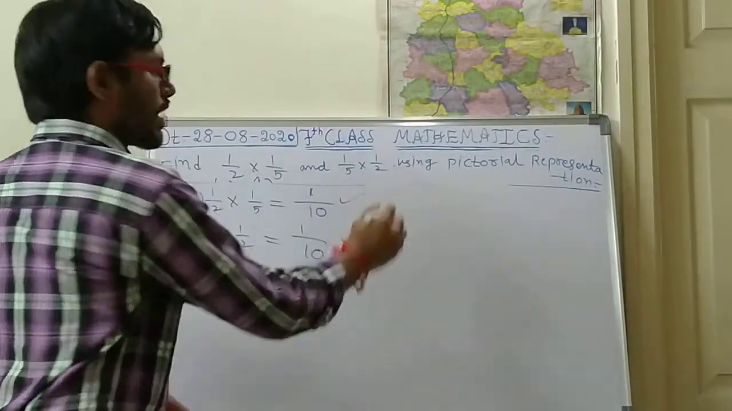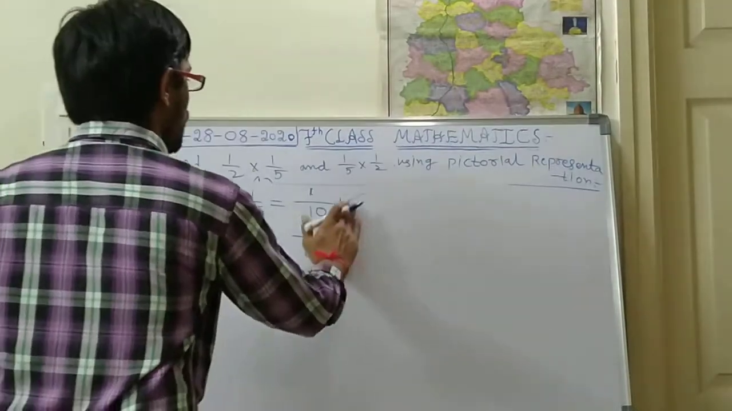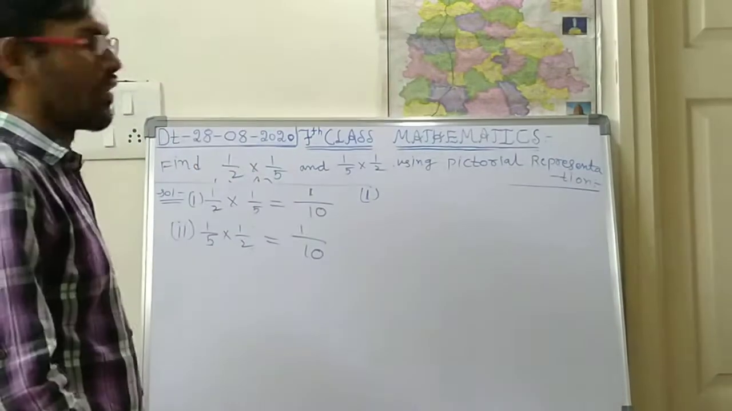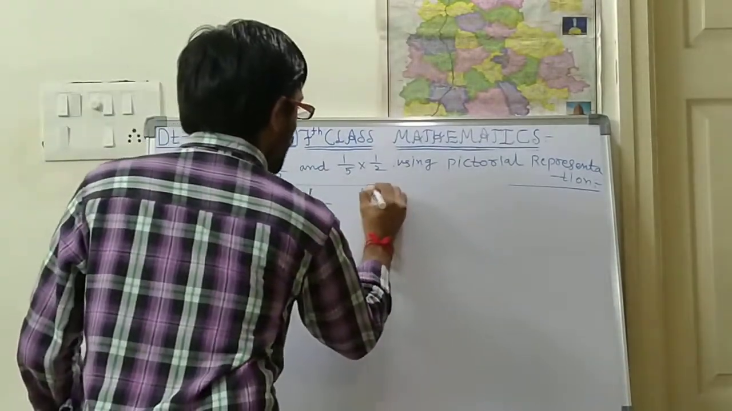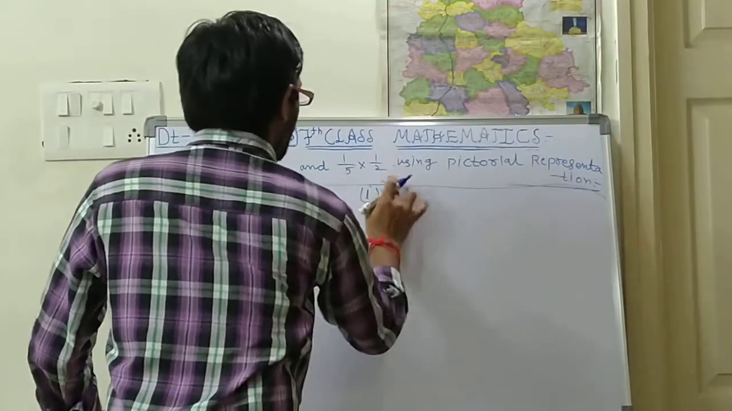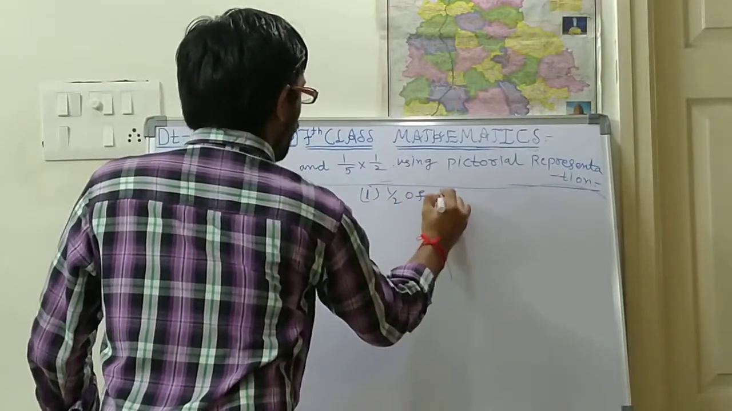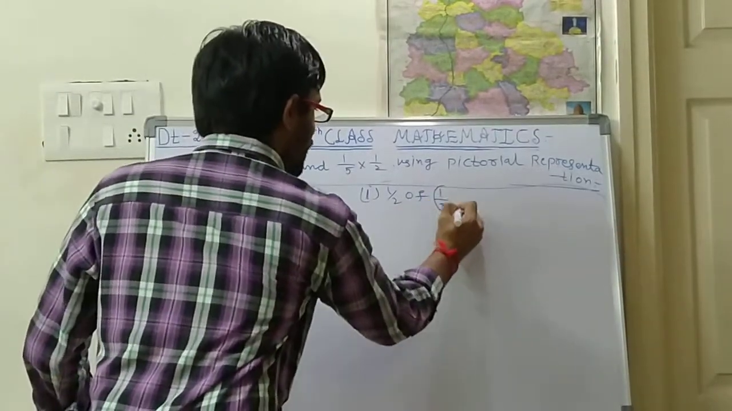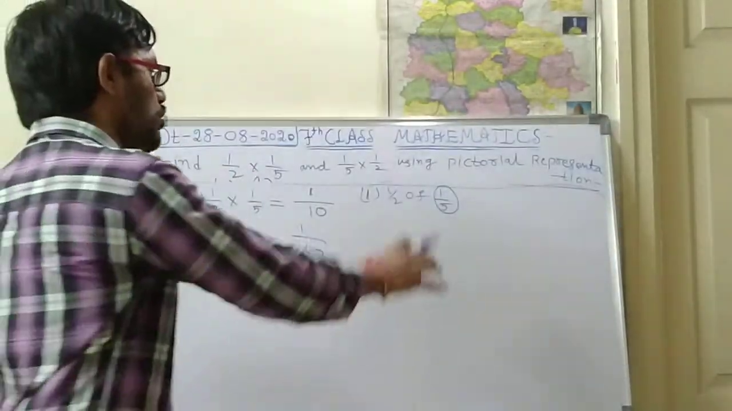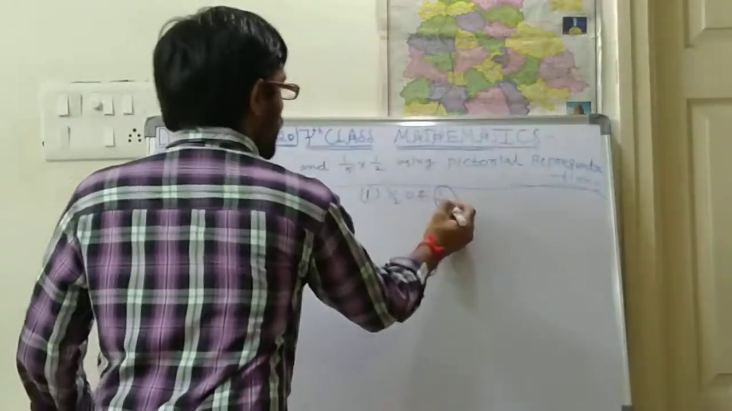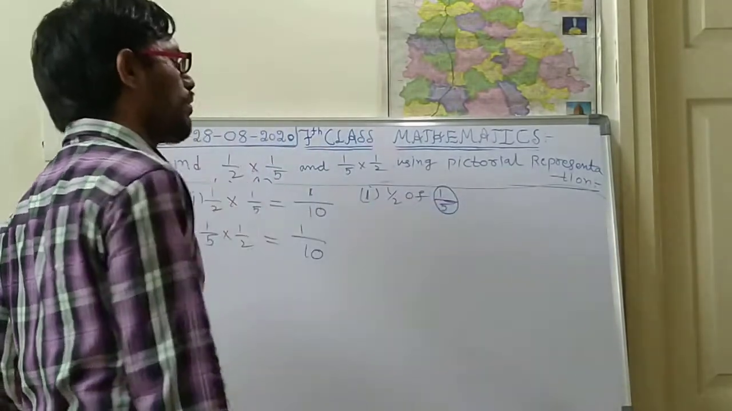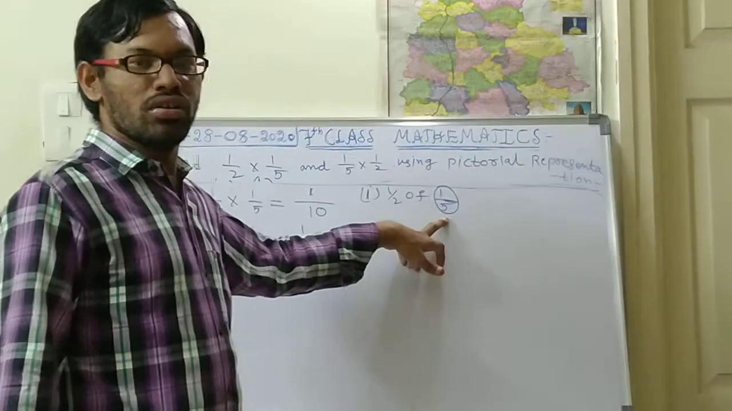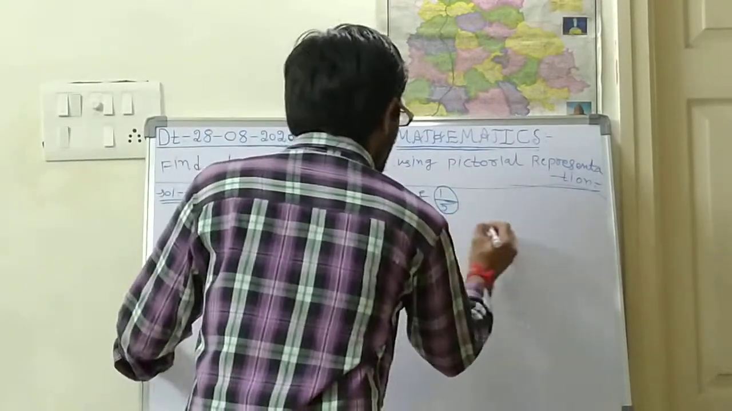For the first one and for the second one. First we shall go on with the first pictorial representation. So 1 by 2 into 1 by 5 means 1 by 2 of 1 by 5. First you have to take the second fraction and show it in a circle. In a circle there are 5 parts, so we can take the circle only.